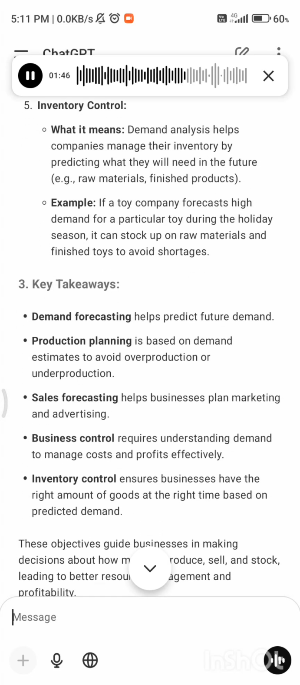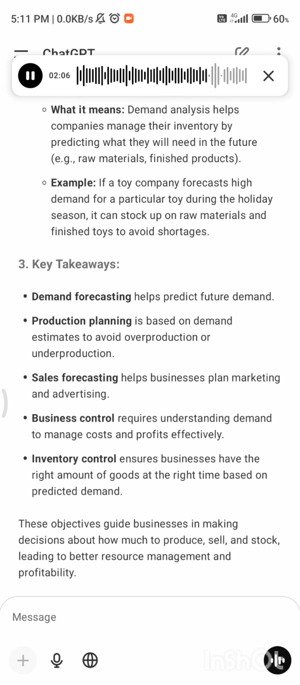5. Inventory control. What it means: demand analysis helps companies manage their inventory by predicting what they will need in the future, e.g., raw materials, finished products. Example: if a toy company forecasts high demand for a particular toy during the holiday season, it can stock up on raw materials and finished toys to avoid shortages.